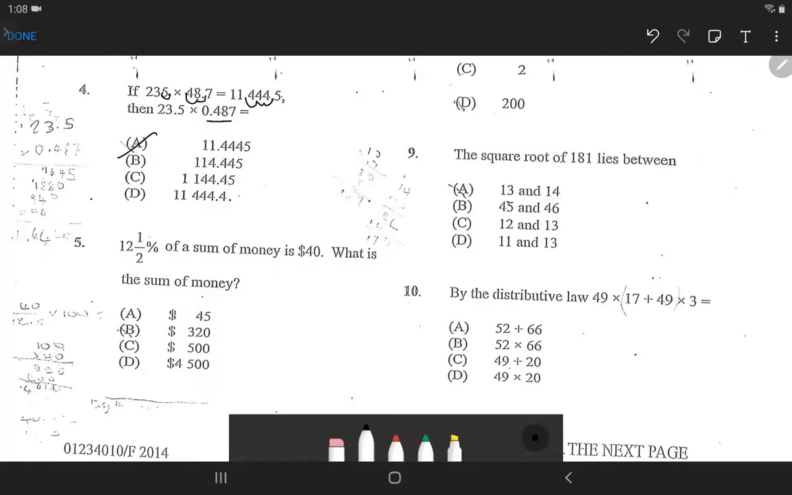The square root of 181, or 13 squared. Okay, so 13 squared is 169. And 14 squared is 196. Right? But we know that 181 is bigger than 169, but less than 196. So the square root of that lies in this interval, 13 and 14.